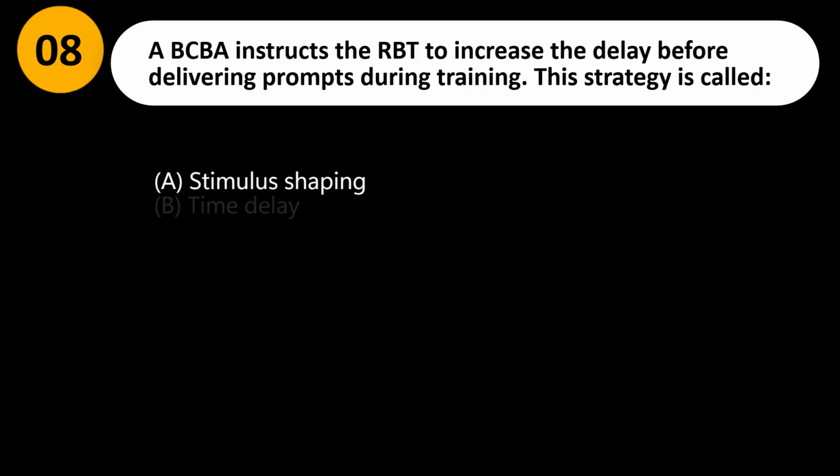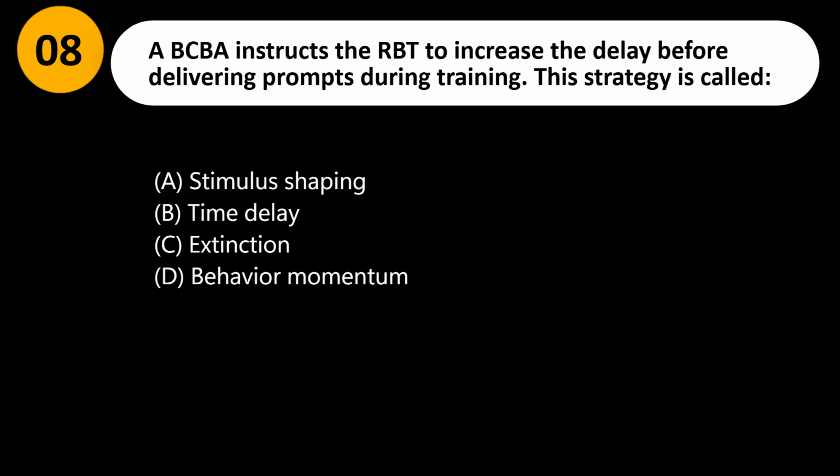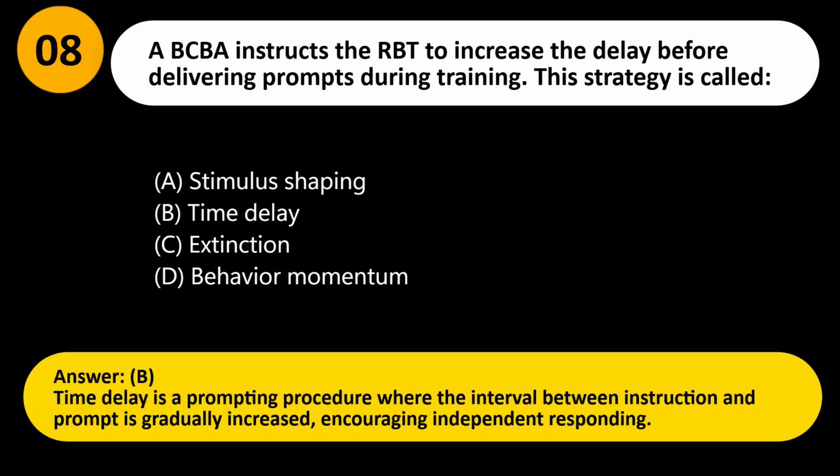A BCBA instructs the RBT to increase the delay before delivering prompts during training. This strategy is called: A. Stimulus shaping. B. Time delay. C. Extinction. D. Behavior momentum. Answer B. Time delay is a prompting procedure where the interval between instruction and prompt is gradually increased, encouraging independent responding.